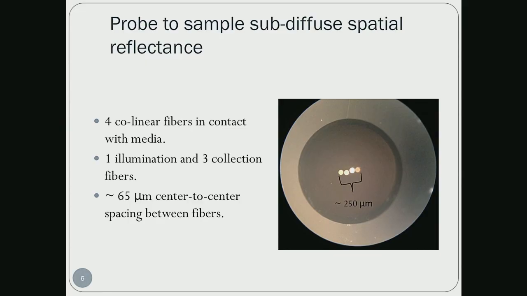It's just 4 linearly aligned fibers. These fibers are 50 micron core with 5 micron cladding on each side, so it's like 60 to 65 micron center to center spacing. We illuminate the first fiber and we collect from the 3 subsequent fibers. So from one end to the other end, it's about 1/4 of a millimeter.